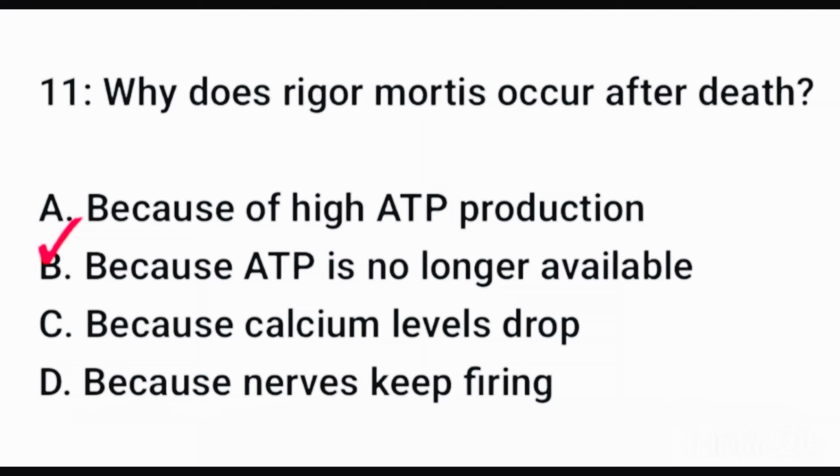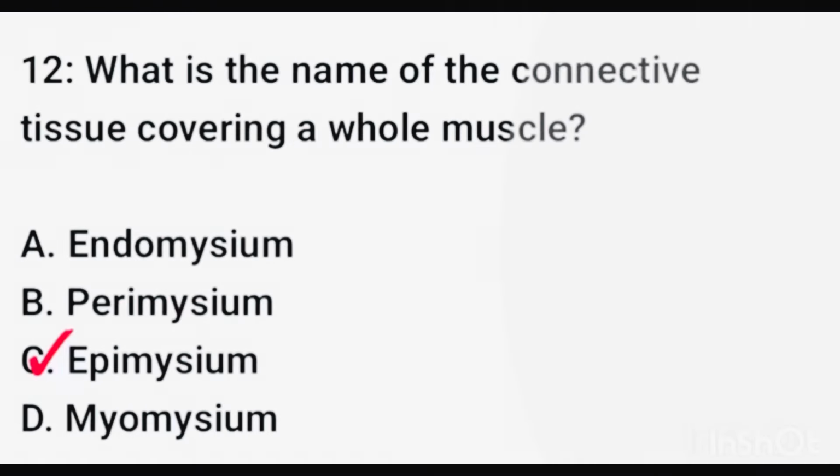Question number 11. Why does rigor mortis occur after death? Here correct option is option B, because ATP is no longer available. Question number 12. What is the name of the connective tissue covering a whole muscle? Here right option is option C, epimysium.